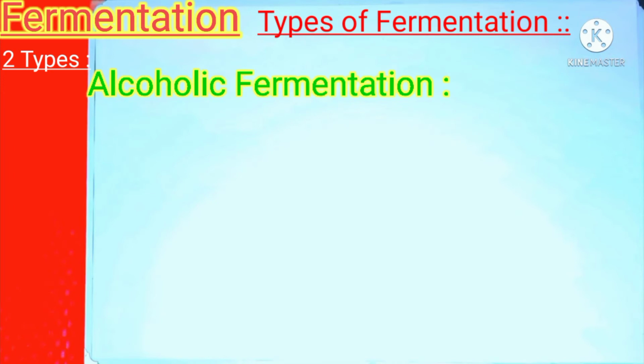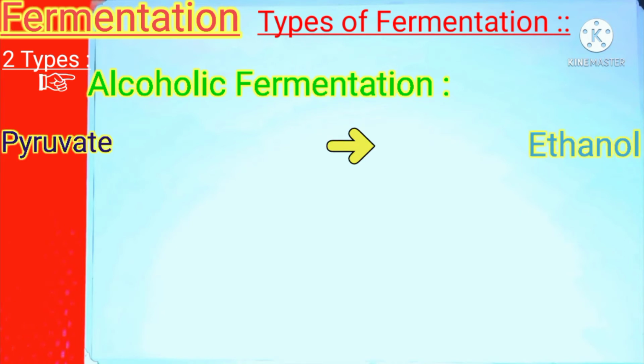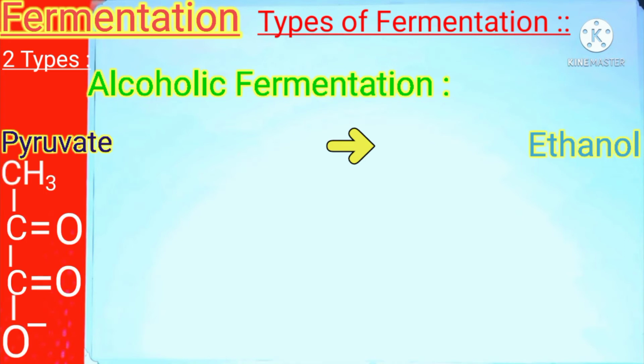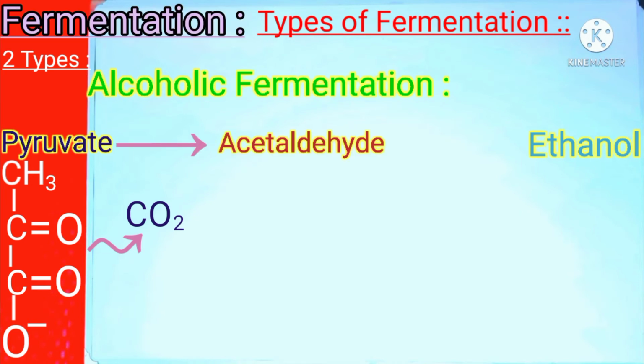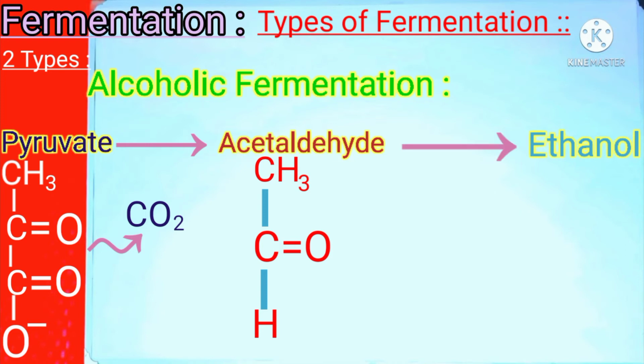The type of fermentation during which the pyruvate is converted to ethanol is termed alcoholic fermentation. We can understand it with the help of this equation. This is the chemical formula of pyruvate. When carbon dioxide is removed from pyruvate, it is converted to acetaldehyde. This is the chemical formula of acetaldehyde. This acetaldehyde is converted to ethanol, an alcohol, in such a way that two NADH2 molecules which are produced during glycolysis take part in this reaction.